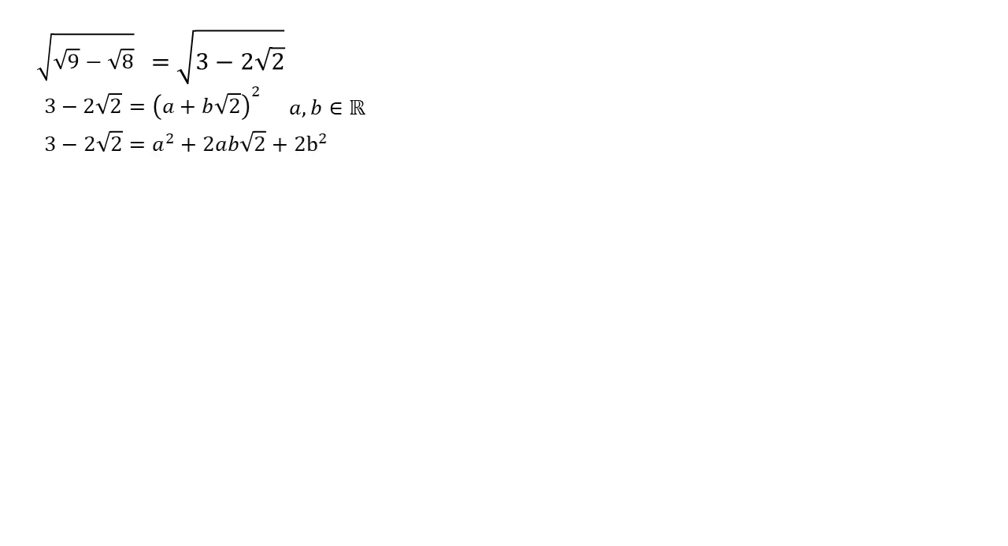So we should be able to find some a's and b's that will make this work. So let's expand that right hand side. That would give us a squared plus 2ab root 2 plus 2b squared. So we're now going to equate our sides and try and make some simultaneous equations which we can solve to find a and b.